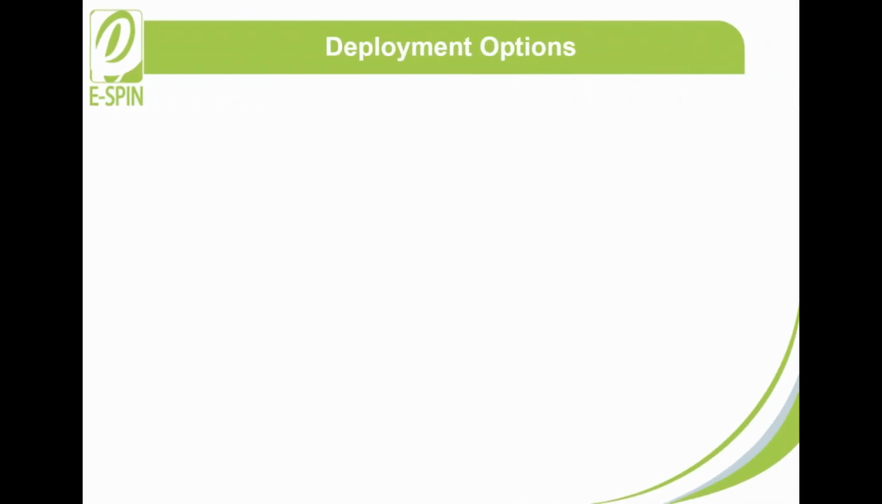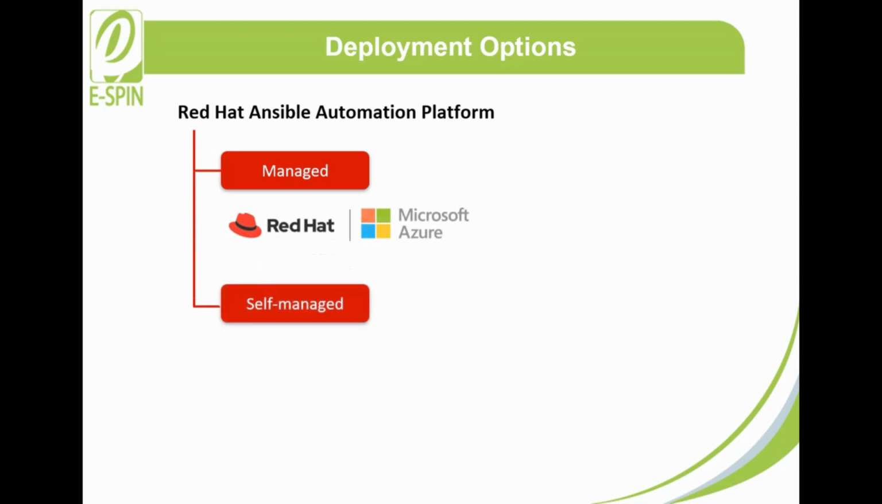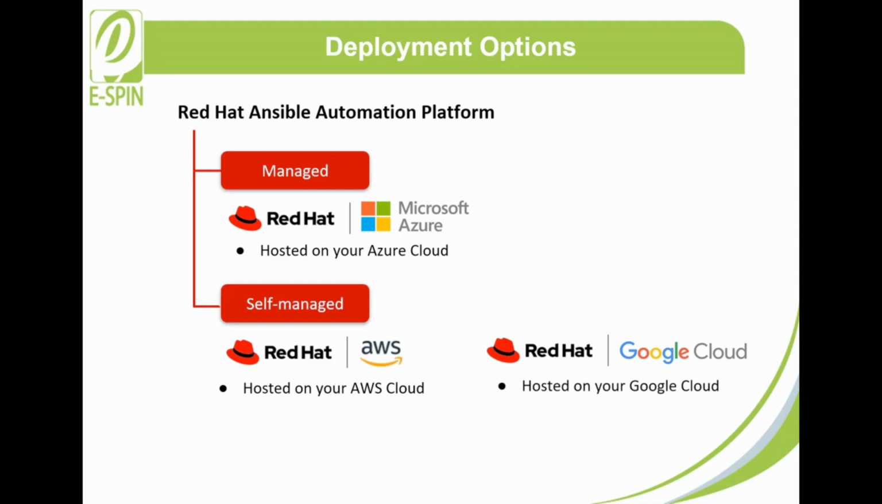requirements. There are various options to deploy Red Hat Ansible Automation Platform. Red Hat Ansible Automation Platform is available as a managed and self-managed application. For the managed option, there is Red Hat Ansible Automation Platform on Microsoft Azure, where it is hosted in your Azure cloud. For the self-managed option, Red Hat Ansible Automation Platform is available via the AWS Marketplace or Google Cloud, where the platform will be hosted in your AWS Cloud or Google Cloud respectively. These options run on your cloud. However, the self-managed option also offers on-premise deployment.